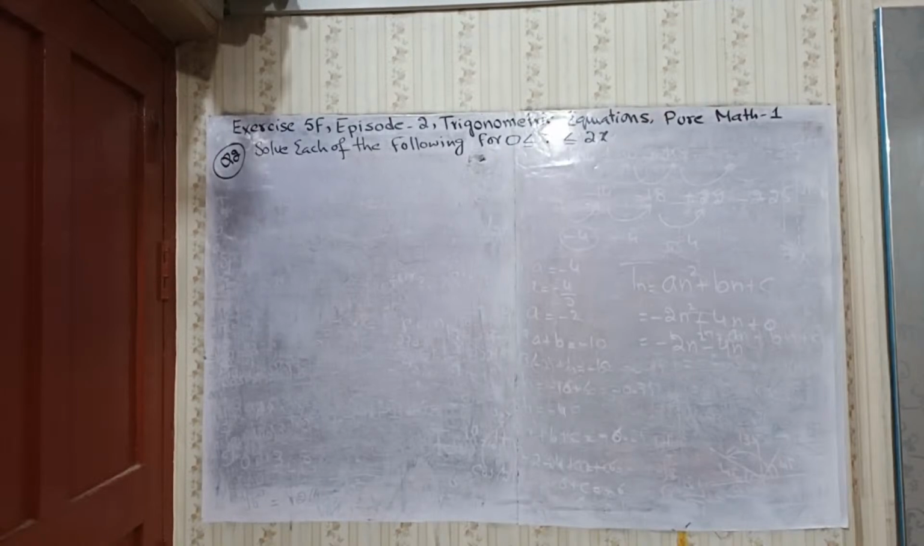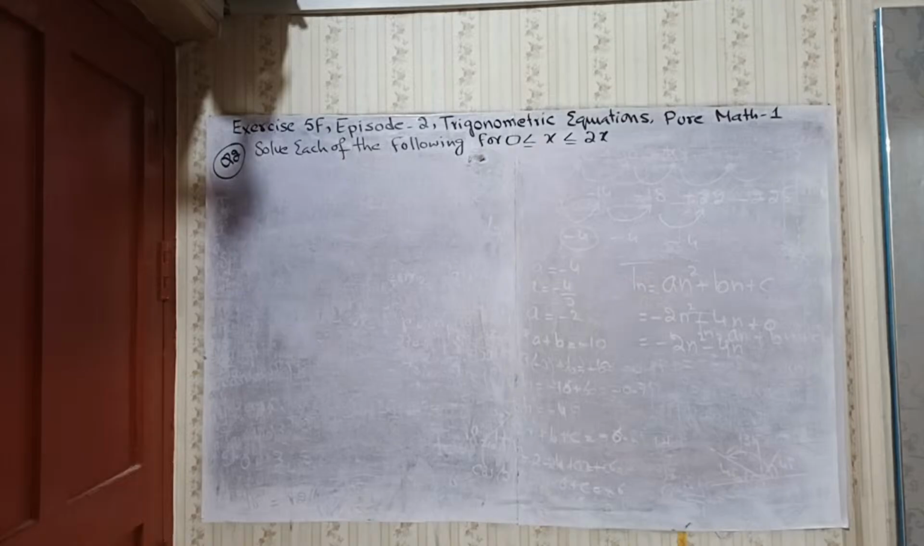We have already worked on question number one in episode number one of this exercise, and now we are going to work on question number two. The important thing is that today question number two involves angles in radians. Because we have to use the calculator, please set your calculator in radians.